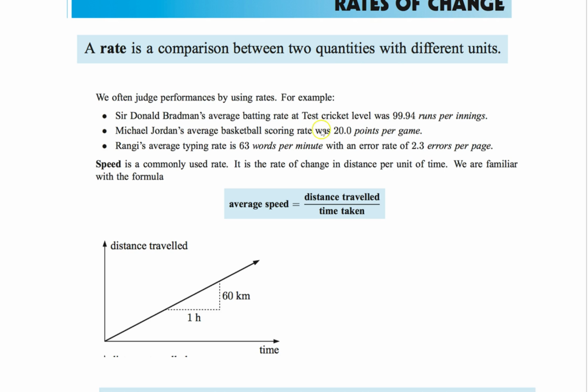Michael Jordan's average basketball scoring rate was 20. Okay, that's wrong. It's like 30 points per game, but whatever. But right, a rate is scoring per game, right? Score points per game. Randy's average typing rate is 60 words per minute, right? Notice how 99.94 runs. That's a lot of runs. Cricket's weird. Runs per inning, right? It's that per thing, right? That lets you know it's a rate.